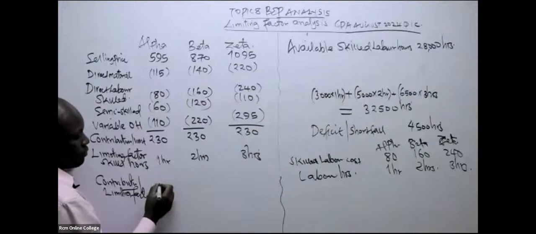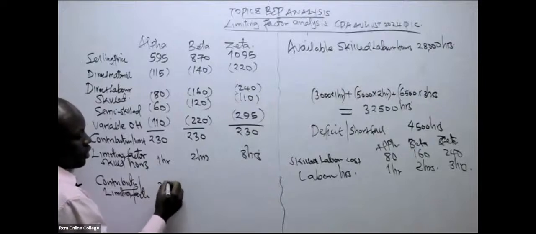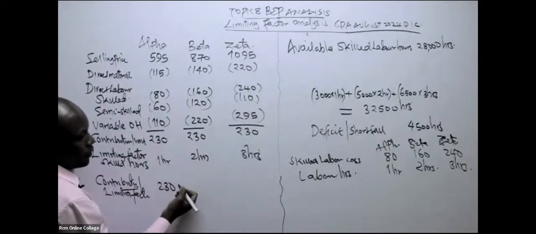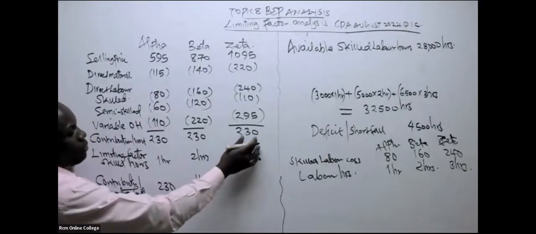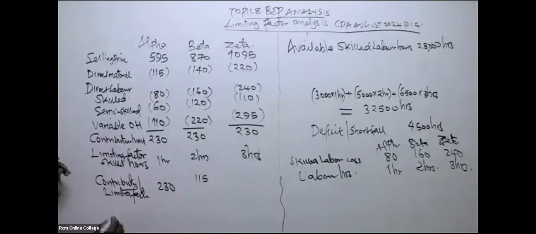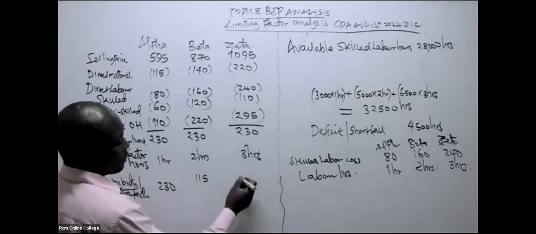It will give us 230. How much will it be? Will it be 115? And how much will it be? 230 divided by 3. 230 divided by 3, how much do we get? 76.67.